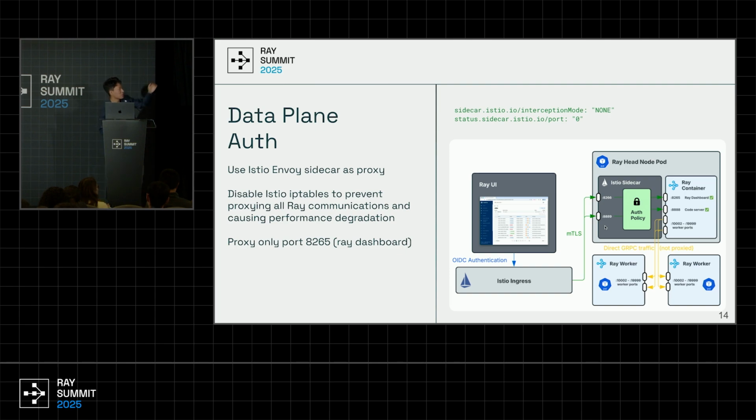Right, so our solution was to essentially disable the IP tables on the Envoy sidecar and only proxy the ports that we care to expose, and we can make them secure.